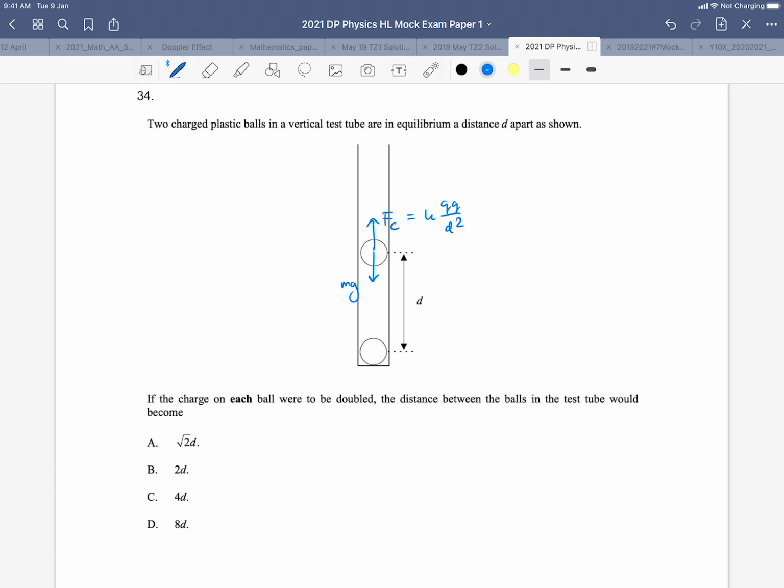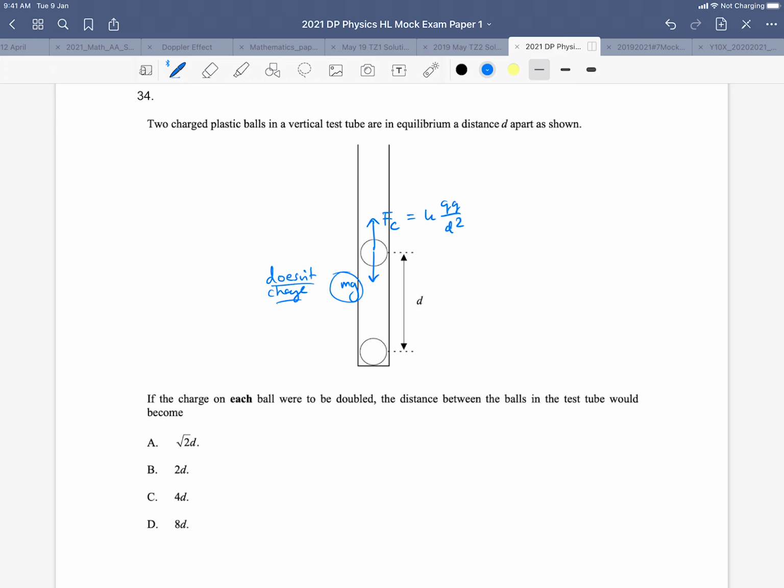Q Q over d squared. Now, if the charge on each ball were doubled, the charge doesn't necessarily have to be the same, but if they're both doubled, then the numerator goes up by a factor of 4. But the weight doesn't change, it stays the same. So in order to get a new equilibrium, we need the Coulomb force to be reduced again by a factor of 4. Doubling the charges increases the Coulomb force by a factor of 4, so it starts accelerating upwards.